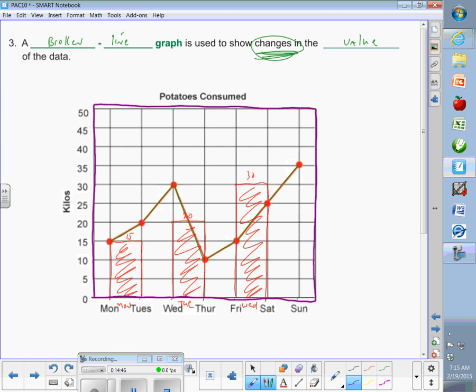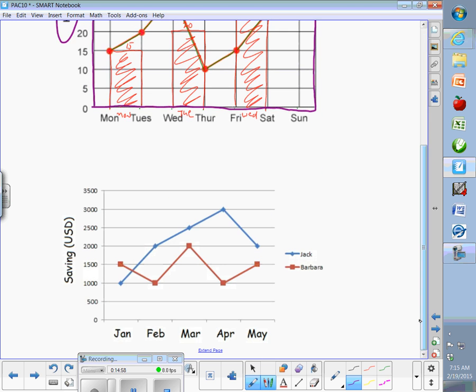Okay, make your border for your broken line graph. Same thing. You want to show a border. You want your title up above, again, clearly labeled. Okay, broken line graph. Here's one more down below.